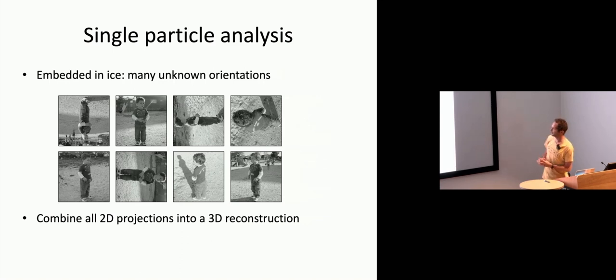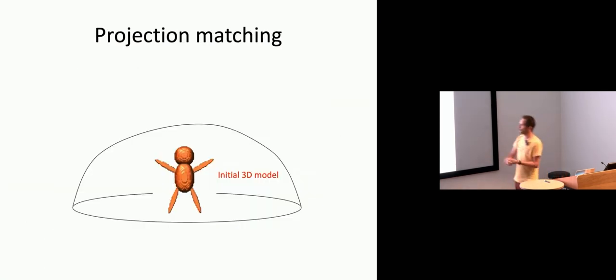Hopefully all in the same 3D conformation, but we have top views, side views, etc. Now, the essence of much of the image processing that we do is something called projection matching. Let's assume we have some sort of initial guess of what Jan looks like in 3D. He might look like this, this orange little puppet.